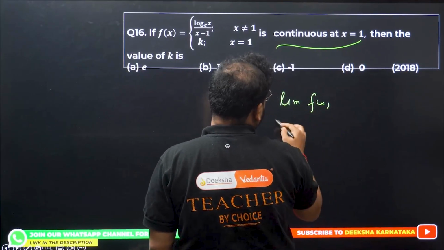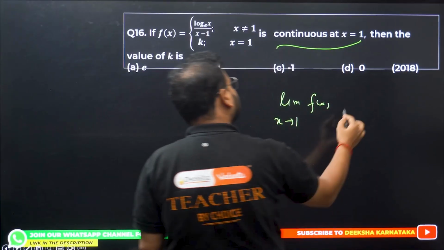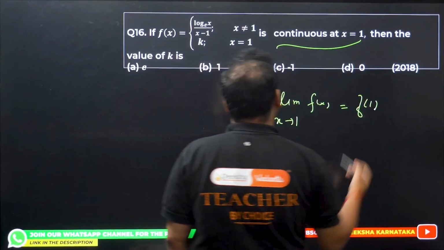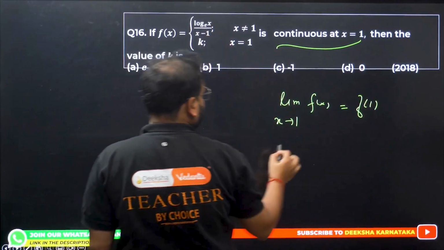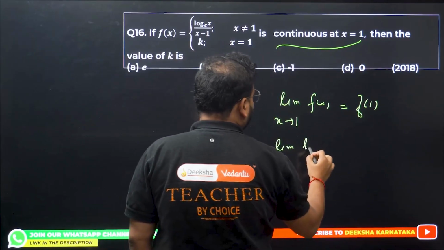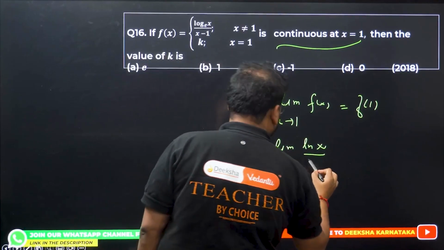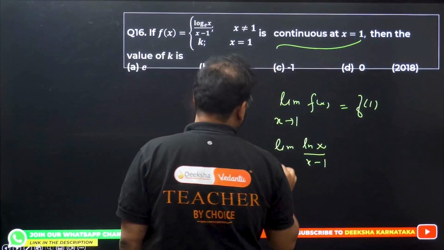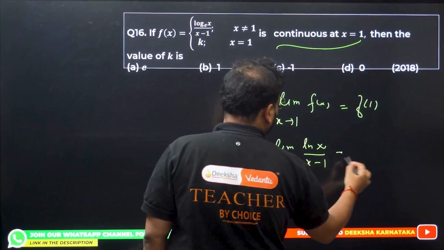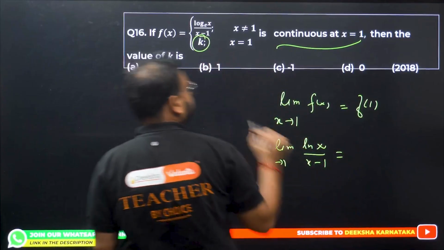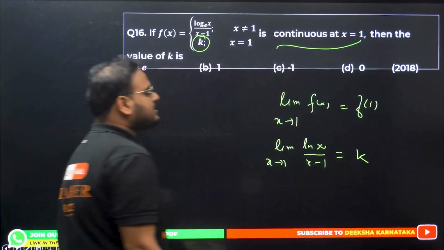Limit of the function f(x) as x tends to 1 is nothing but f of 1. Limit will be used over here. So limit, log with the base e means ln. So ln x upon x minus 1, as x tends to 1. F of 1 is how much? F of 1 is k.